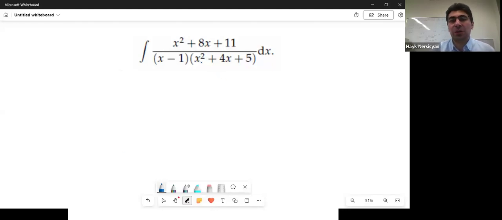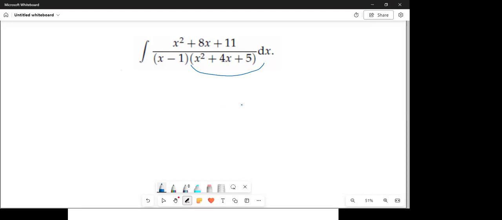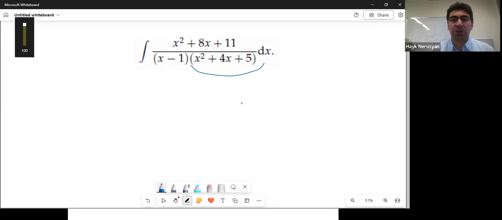Next thing that we should try to do is to do factorization of our denominator. X squared plus 4x plus 5. Can we find roots of this polynomial? What do you think? No, we can't. Yeah, it's an irreducible quadratic form. Discriminant here is negative. So we can do here decomposition.